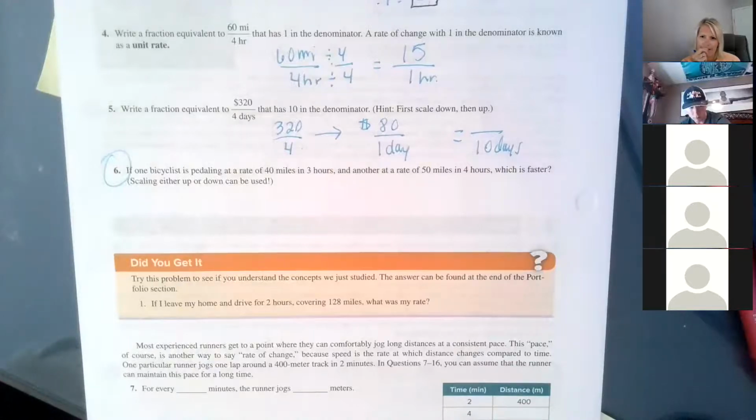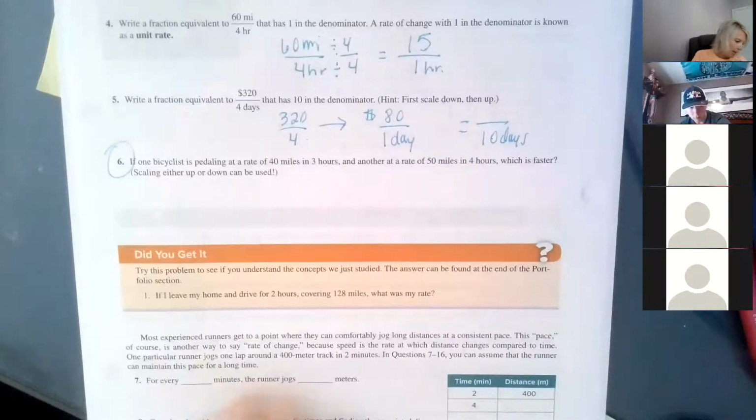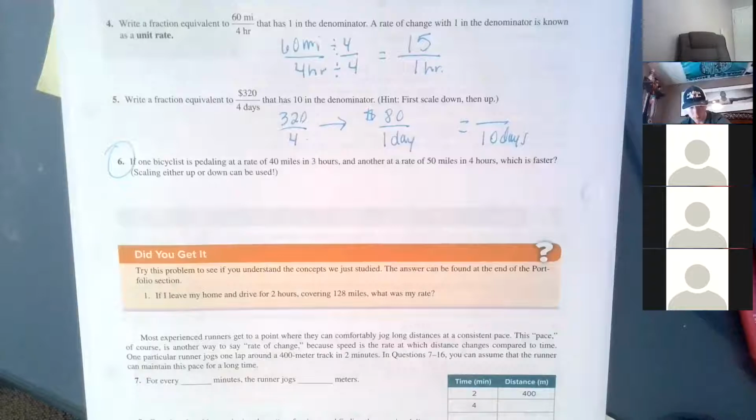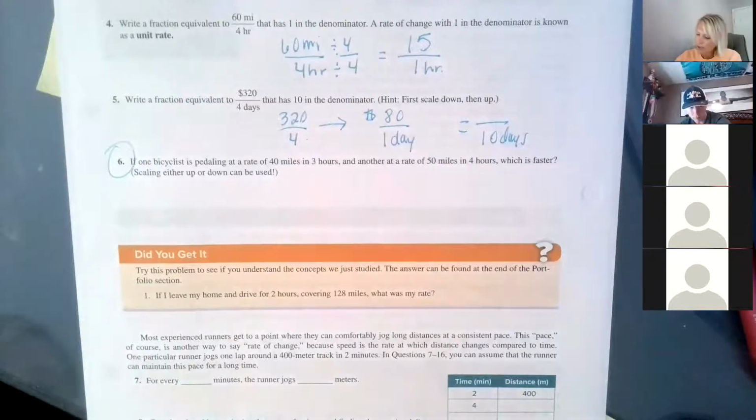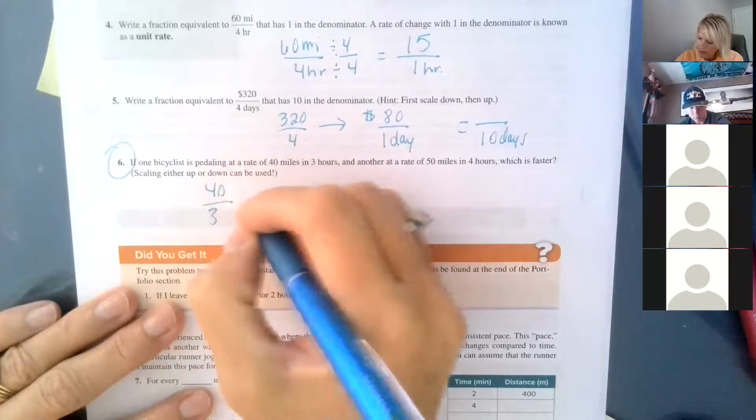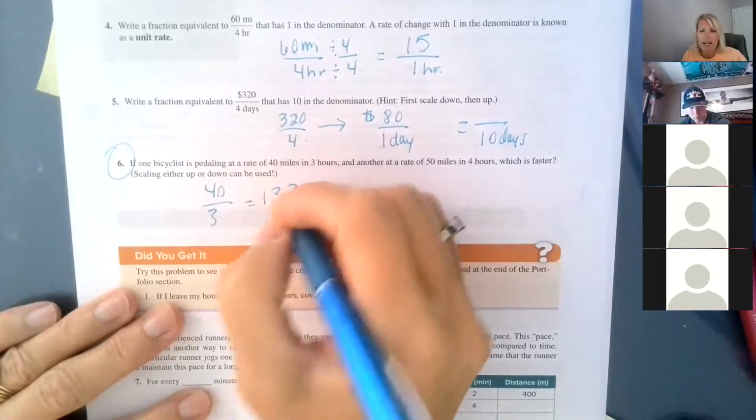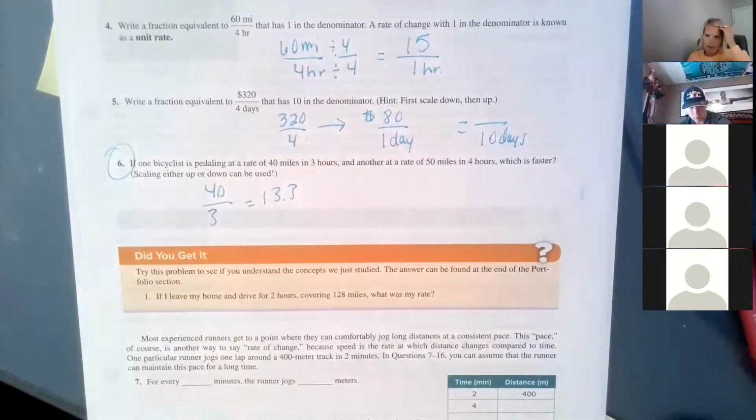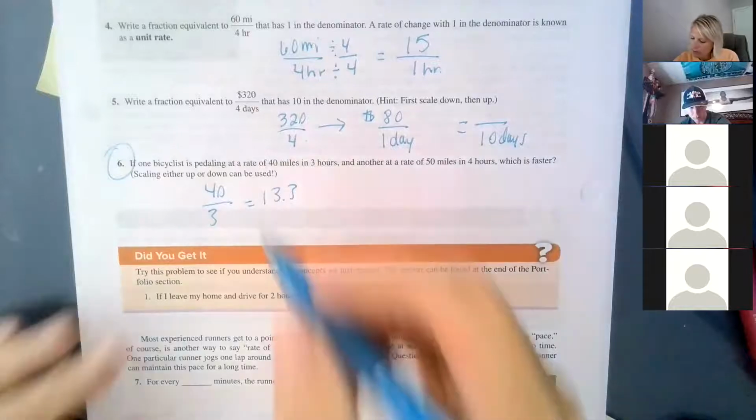By 3 hours and got 13.3. I heard the last little bit. I think you said you divided the 40 by 3 and you got 13.3. I'm going to have Stephen add on to this just because I think your voice is blurry. Yeah, I just converted them both to their unit rate.